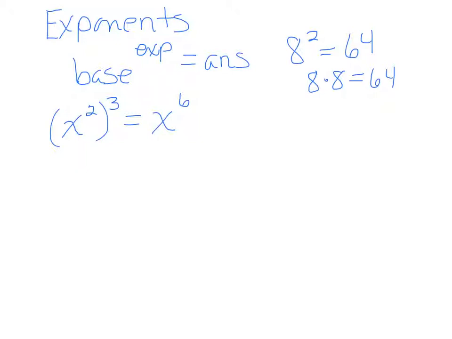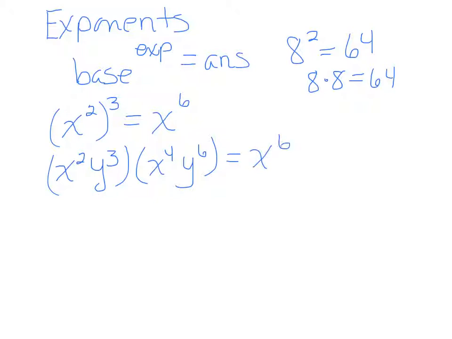When you have common bases and you're multiplying with exponents, so let's say x to the second, y to the third, times x to the fourth, y to the sixth, you add the exponents. So you would have x to the sixth, y to the ninth.